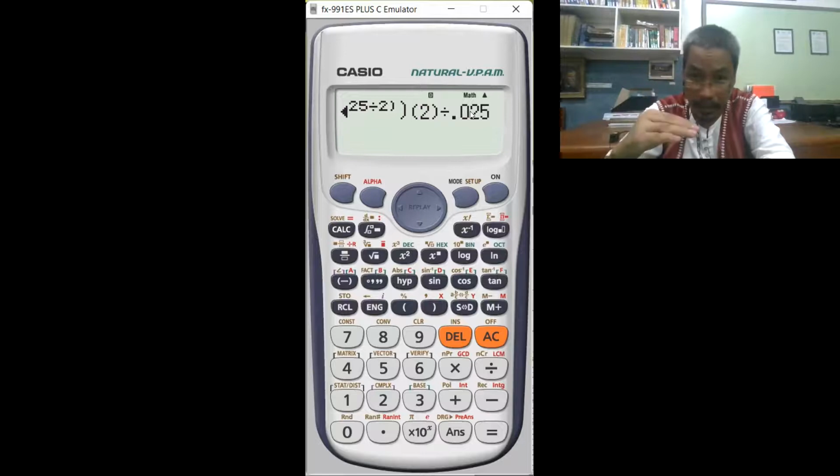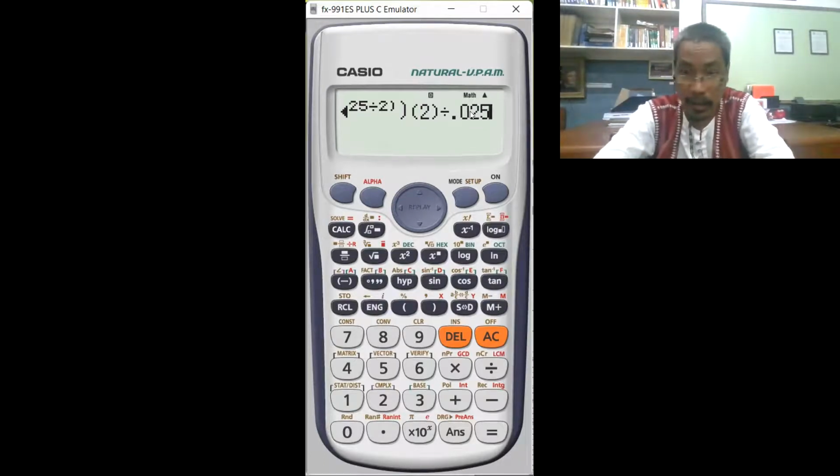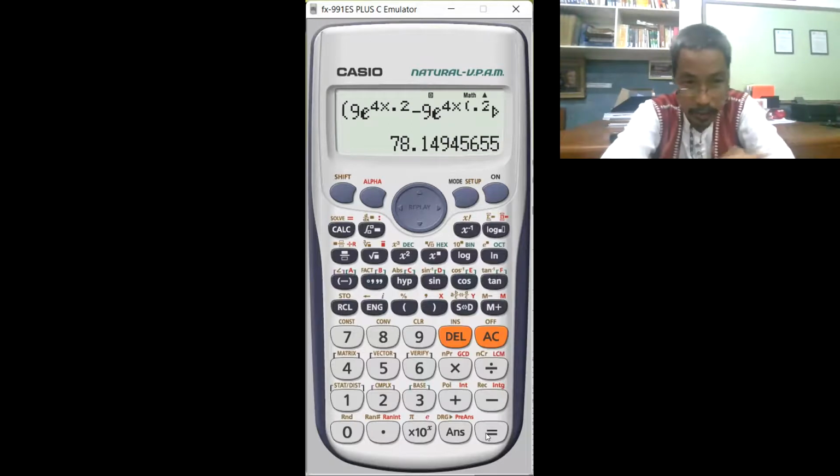0.025 is in the denominator. If you divide the denominator by 2, the 2 will go up to the numerator. That is an algebraic simplification. So just press the equal sign and we have the next answer. The third answer is 78.14946. Exactly the same. We can do it all up to the bottom. Okay, you can do it all, but I will leave something so that you have something to practice on your own.